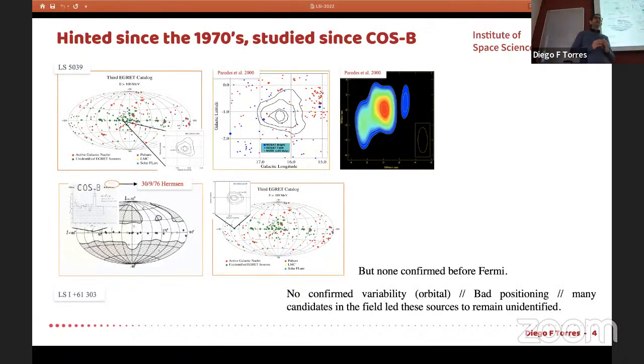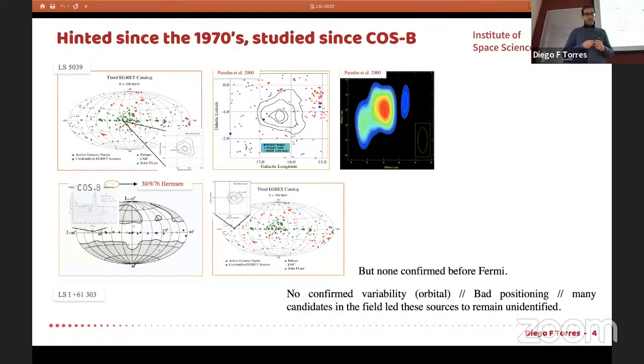These were hinted since the early 70s, and they were studied since a satellite called COS-B. It was an ESA satellite from the European Space Agency, and it was a predecessor of the COMPTEL gamma ray instrument from NASA. So we are speaking almost 50 years ago.